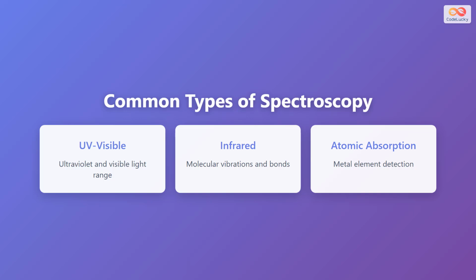There are several important types of spectroscopy, each using different regions of the electromagnetic spectrum. UV visible spectroscopy uses ultraviolet and visible light. This technique is commonly used for studying colored compounds and conjugated systems in organic molecules. Infrared spectroscopy uses infrared light to study molecular vibrations and identify chemical bonds within molecules. It's excellent for determining functional groups in organic compounds. Atomic absorption spectroscopy is specifically designed for detecting and quantifying metal elements in samples. Each type has its own applications and advantages depending on what you're trying to analyze.